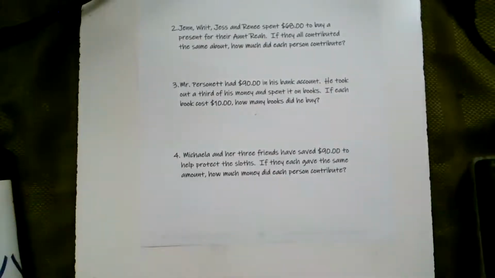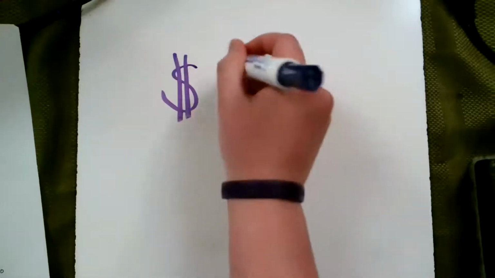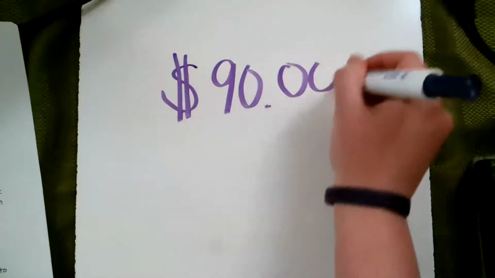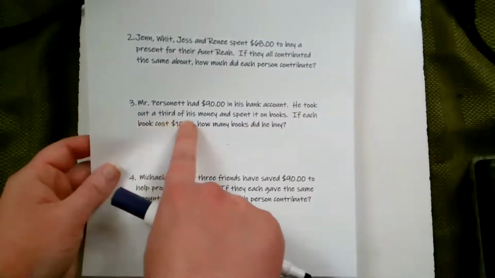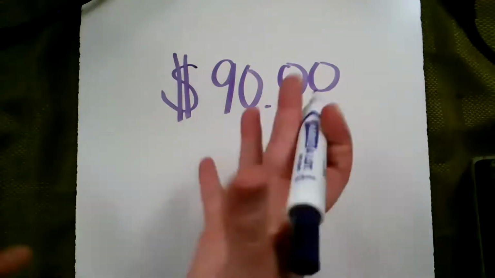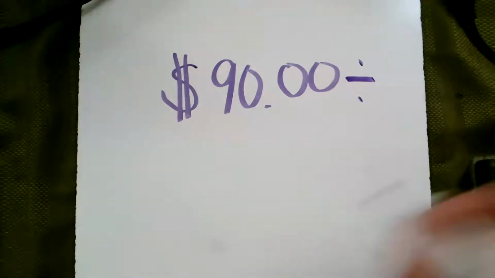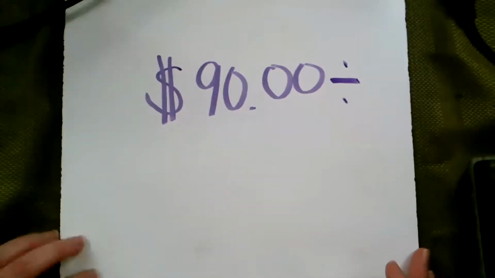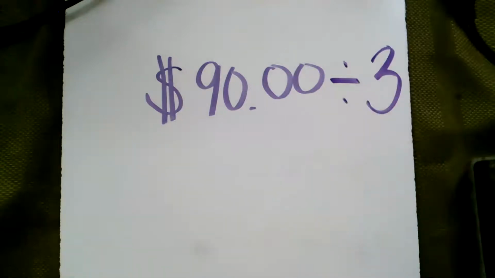Let's look at that first part. Mr. Personette had $90 in his bank account. He took out a third of his money. So if he took out a third, we're going to divide that by how much, do you think? How much would a third be? Well, just as it is, 90 divided by 3. That's our first step. So let's figure that out.